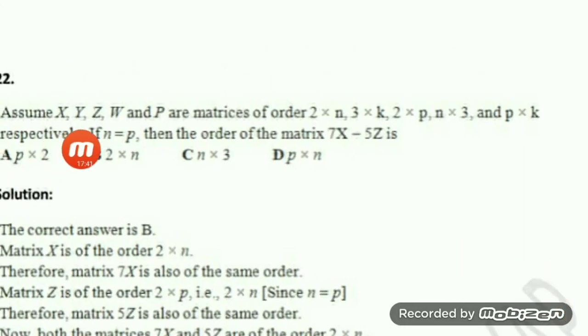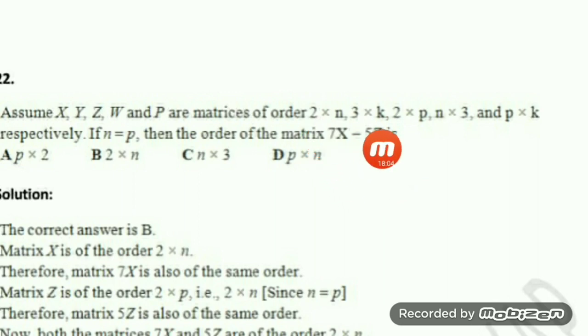In a similar way, this one again is the same question, the orders of x, y, z are given. So here you have to find, if n is equal to p, the order of 7x minus 5z. So 7x: if the order of x is 2 by n, then the order of 7x is also 2 by n. Again, the order of z is the third order, that is 2 by p. So 5z is also of order 2 by p.